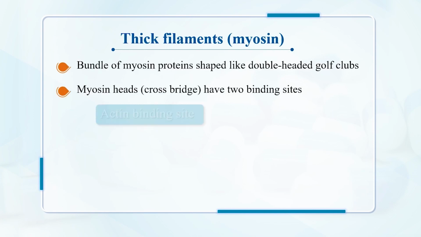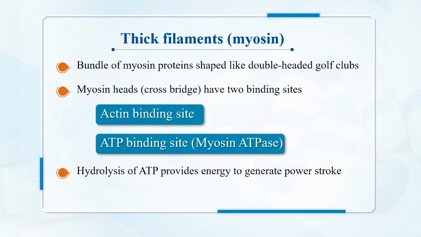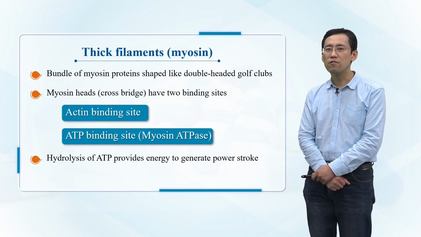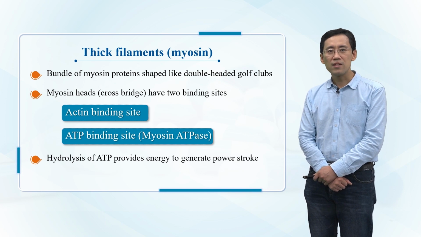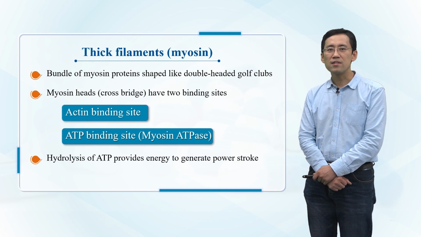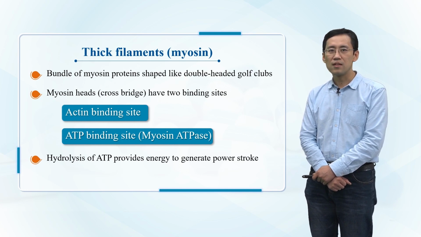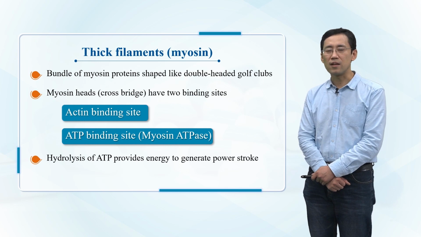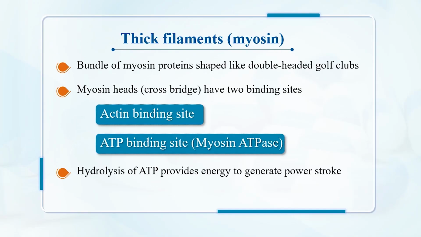The thick filament, also myosin, is a bundle of myosin protein shaped like double-head golf clubs. The myosin head can make a cross bridge and has two binding sites, an actin binding site and an ATP binding site, which gets the energy from ATP. ATP provides energy to generate a power stroke to get the myosin head to move around an axis.